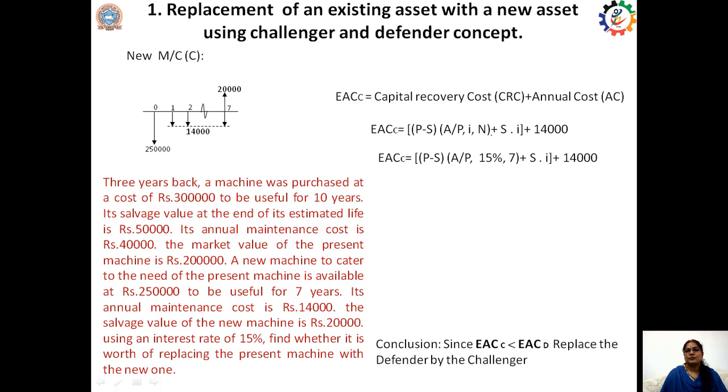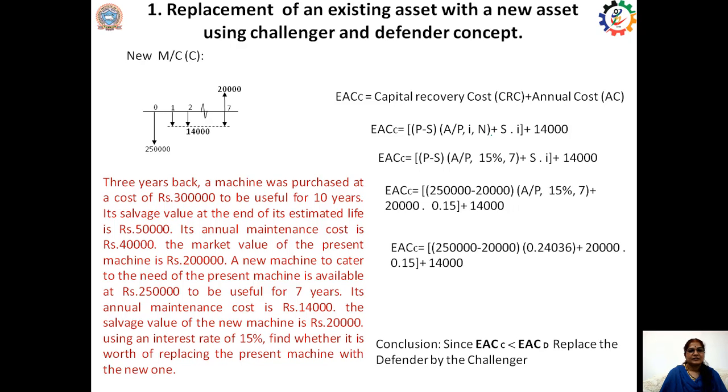So the same formula, only thing is P is 2,50,000, S is 20,000. A given P will convert P into A. S is 20,000 into 0.15 and N is 7. This is A, 14,000. Both this capital recovery cost got converted into A. So this plus this, and the answer is 72,282.80. So I just borrowed this from the previous slide. Defender it is 83,000, Challenger it is 72,000, obviously less for Challenger. So give the justification: replace the Defender by the Challenger.